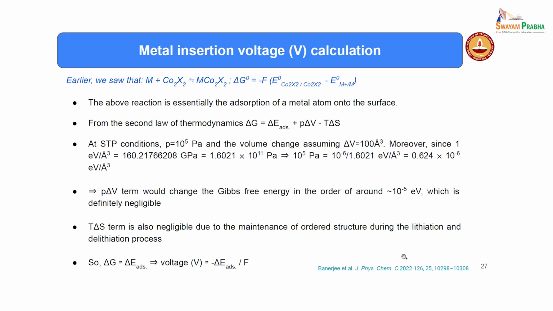Since this is a solid, you can safely assume that this is not going to affect, that's all. So as a whole, delta G, the calculation of the voltage, is essentially again calculating the adsorption energy, and you are going to use this equation where delta G equals minus nEF, which is what we know, right? Where E is nothing but the electrode potential, that electrode potential is nothing but the voltage here, and that voltage is nothing but the adsorption energy. So accordingly the voltage is coming as delta E by F.